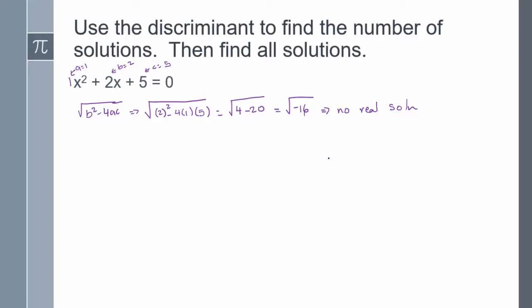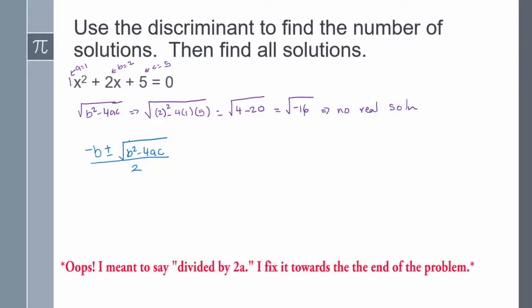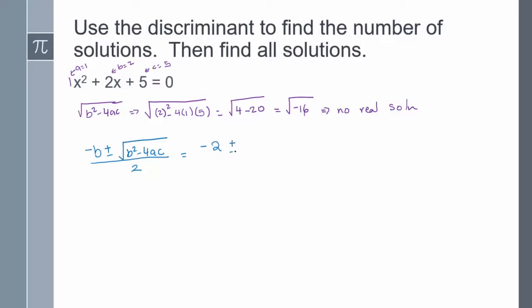Now, let's look for the solutions. To find the solutions for this quadratic, I'm just going to use the quadratic formula, which is negative b plus or minus the square root of b squared minus 4ac divided by 2a. I already did this portion over here, the square root of b squared minus 4ac. So I'm just going to replace the negative b with negative 2 plus or minus the square root of negative 16, which is this part right here, divided by 2 times a, which is 1.